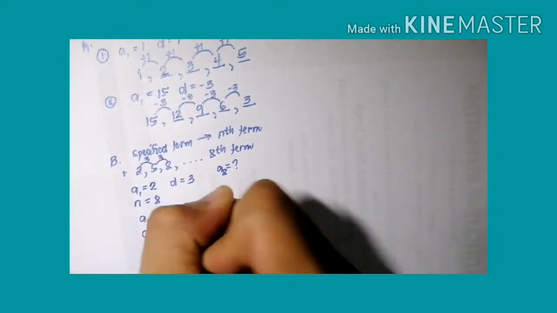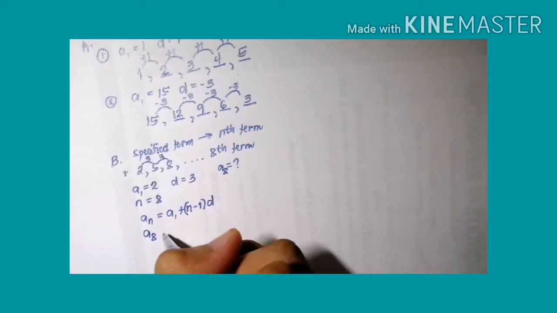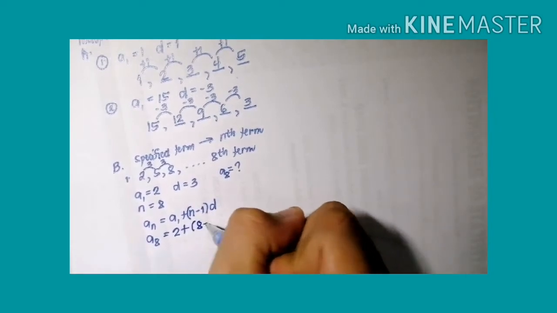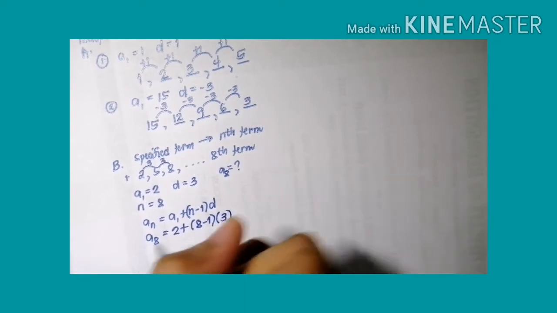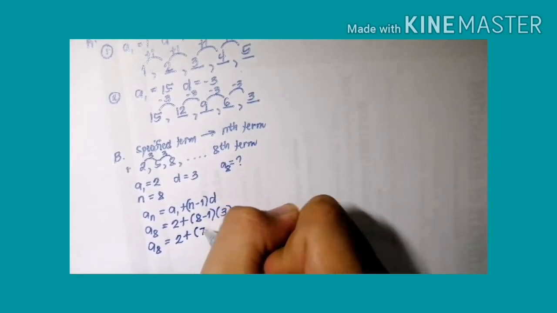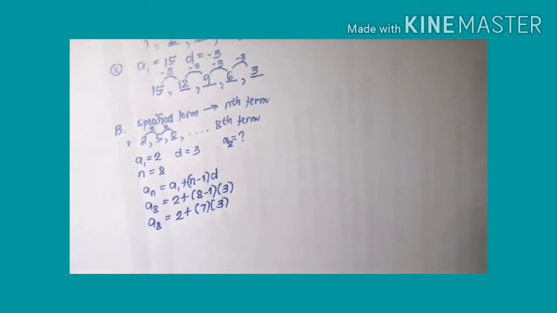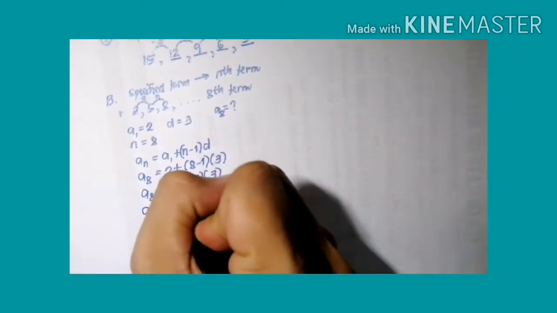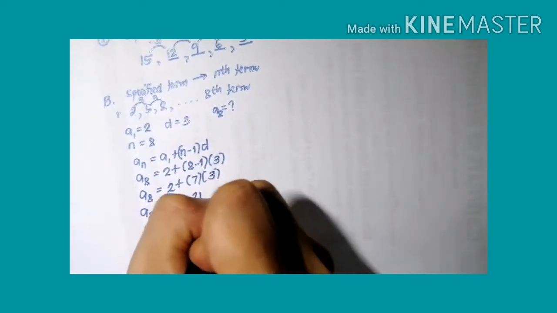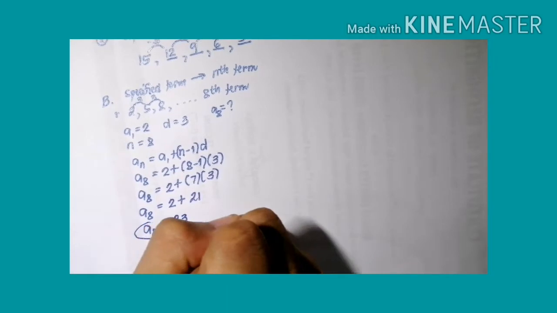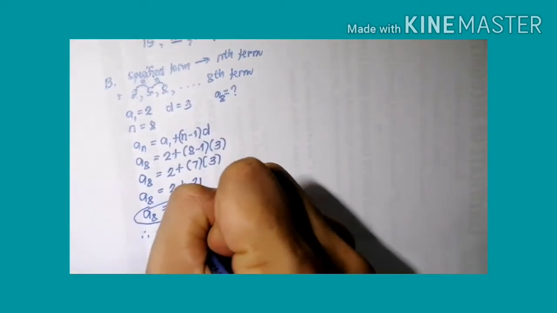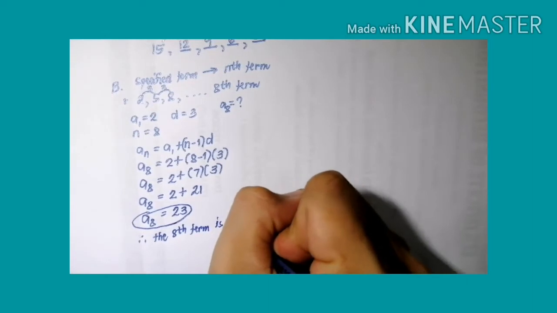So you have a sub 8, since we are looking for the 8th term, a sub 8 is equal to a sub 1, which is 2, plus 8 minus 1 times the common difference 3. So you have a sub 8 is equal to 2 plus 8 minus 1 is 7 times 3. So a sub 8 is equal to 2 plus 7 times 3 is 21. And then 2 plus 21 is 23. So therefore, the 8th term is 23.